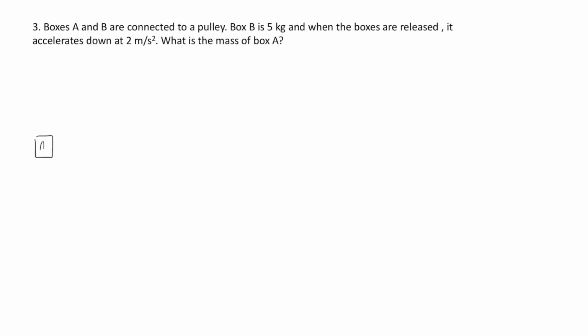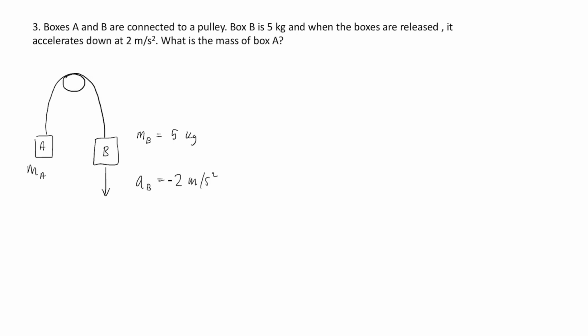In this question, we have boxes A and B, which are connected to a pulley. Box B is 5 kilograms, and when the boxes are released, it accelerates down at a rate of 2 meters per second squared. And we want to know what is the mass of box A. And the first thing I always do is draw my free body diagrams. We will need one for box A and another one for box B.